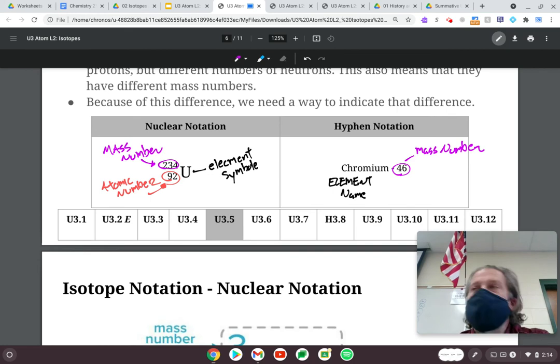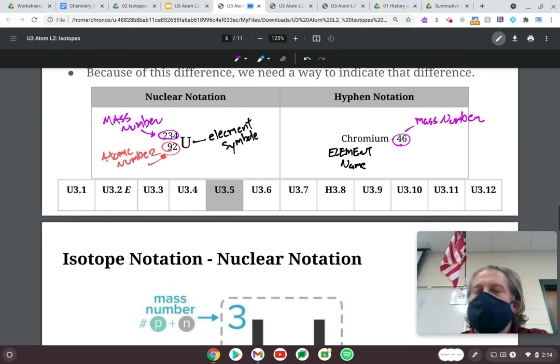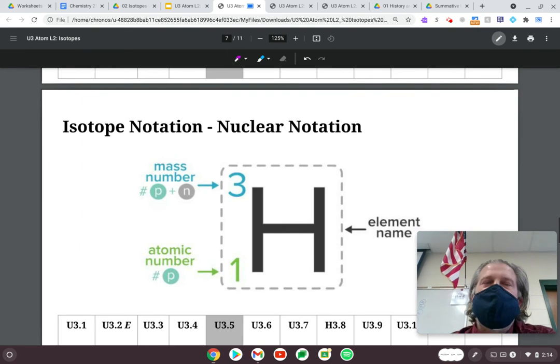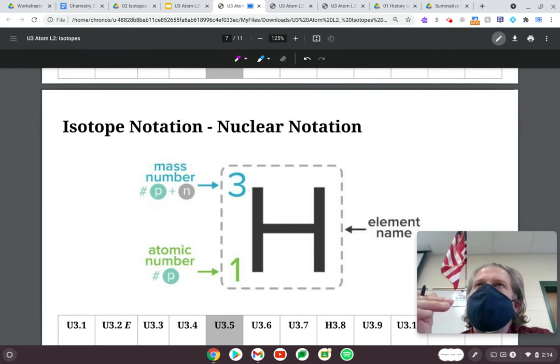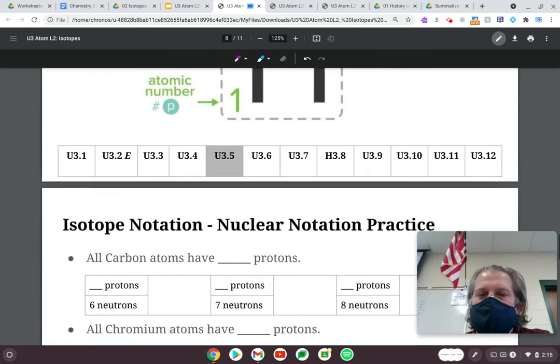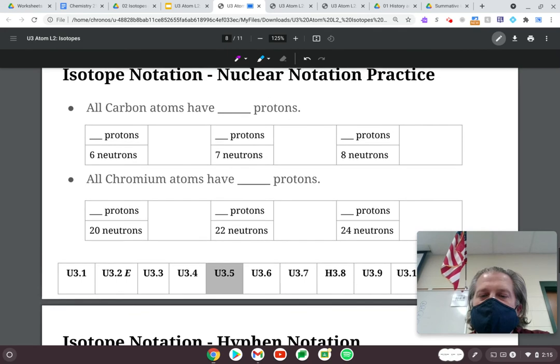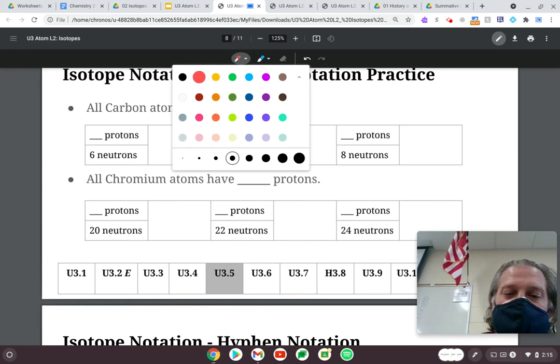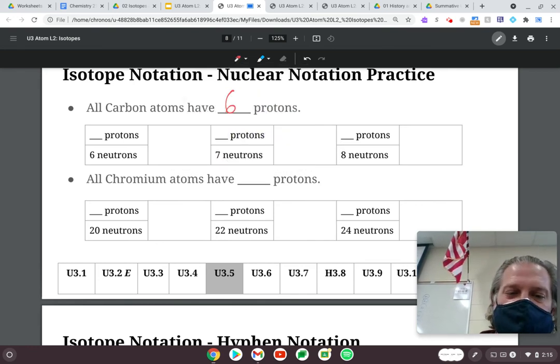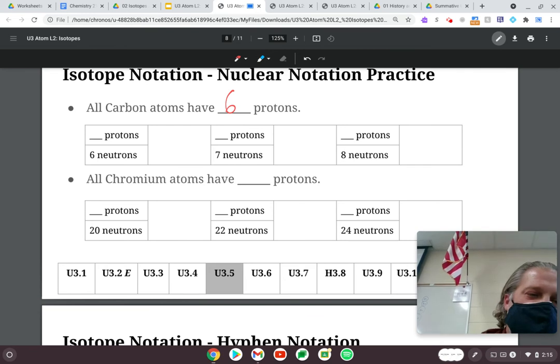So, with nuclear notation, the mass number is on top, and the mass number is the sum or the total of the protons and the neutrons. And the atomic number is on the bottom, which is just the protons. Now, as practice for that, we have something that looks like this. So carbon, all carbon atoms have, and if you locate carbon on the periodic table, it's element number 6, which means it has 6 protons. So its atomic number is 6.